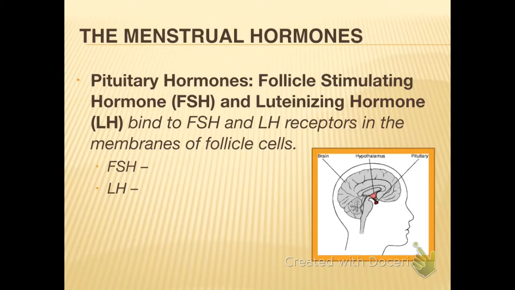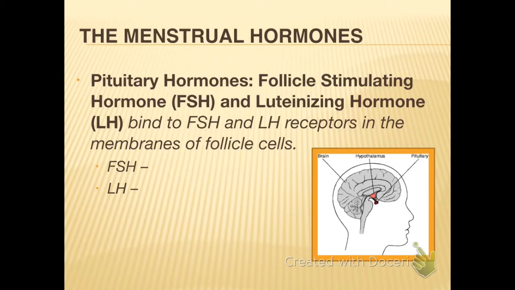So FSH causes the development of the egg within the follicle. It causes a thickening of the follicle wall and secretion of the follicular fluid, which will aid in egg development, and it will also cause the follicle wall itself to begin secreting estrogen, which is another hormone that we're going to see in just a second.